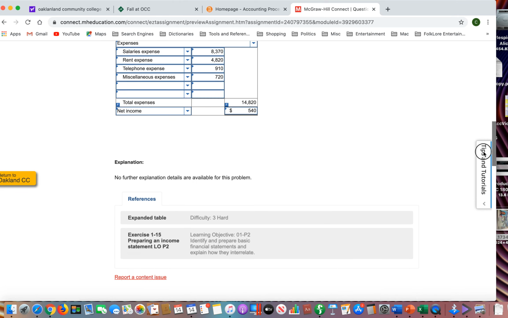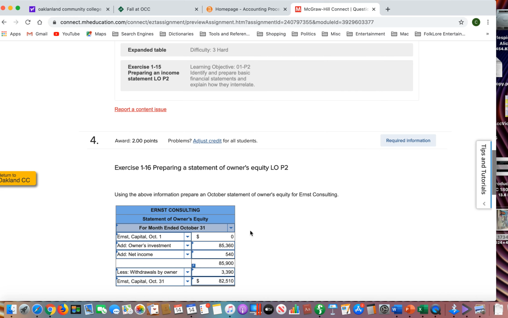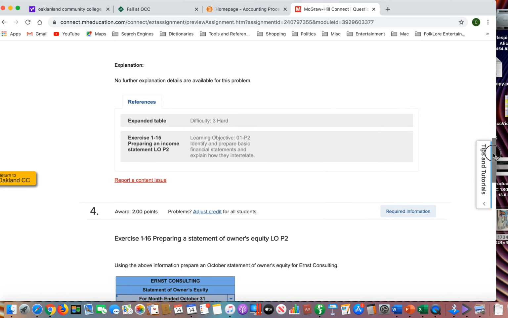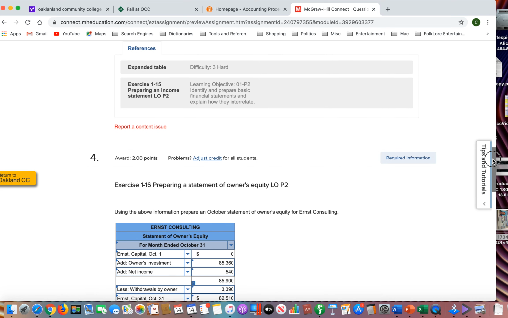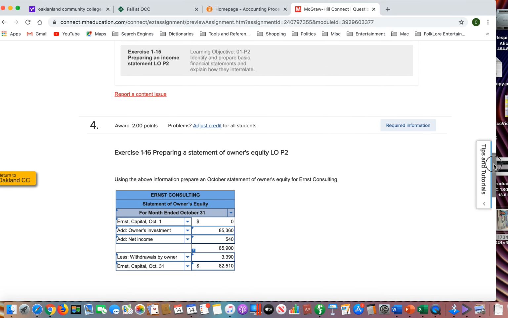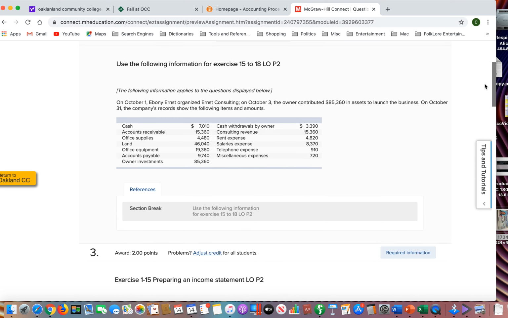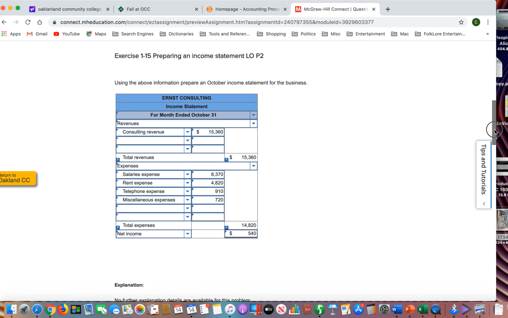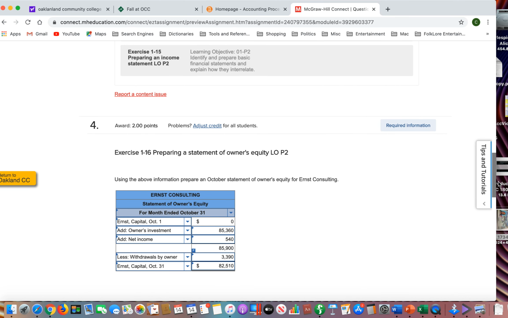All right. And then what we do is we add the net income, which we derive from the income statement here. And that gave us $85,900. Then we subtract the withdrawal. Where did the withdrawal come from? It's up here, folks. It's right here. $33,900, or $33,990 rather, excuse me. So we have a new capital amount of $82,510.